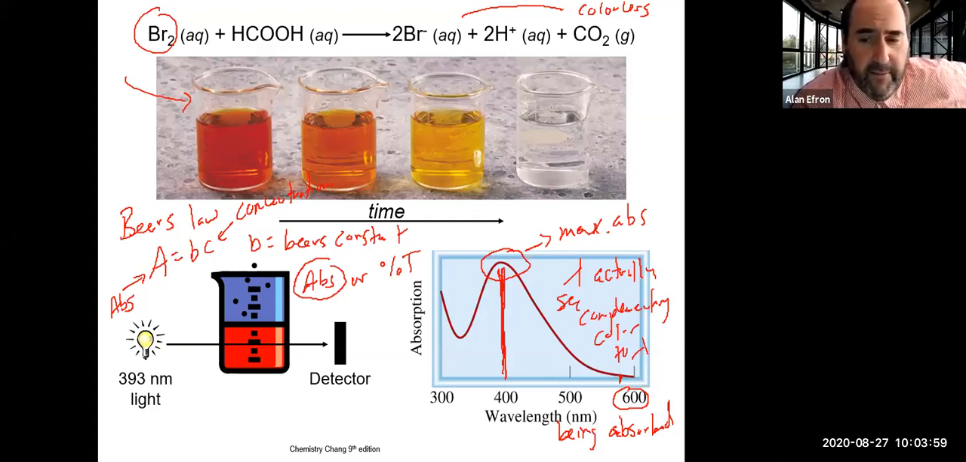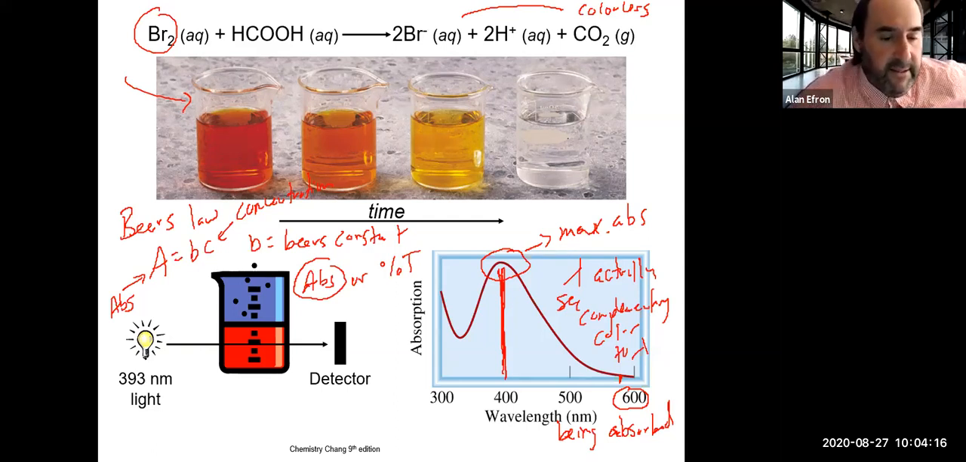So that's why people oftentimes ask, how come I'm not setting it in the red wavelength on the machine? And that's because although it appears red to us, what's actually being absorbed is the complementary color to it, or the wavelength of that complementary color.